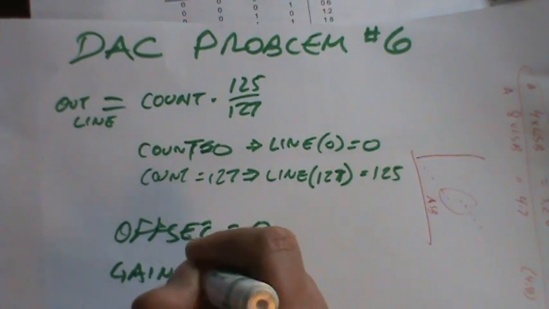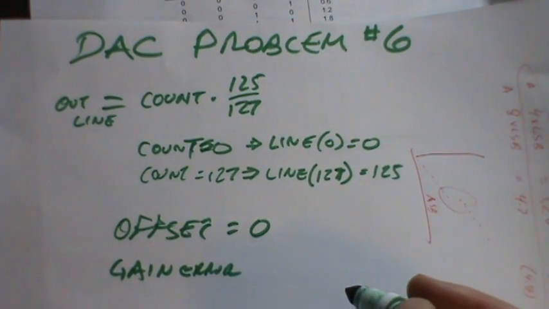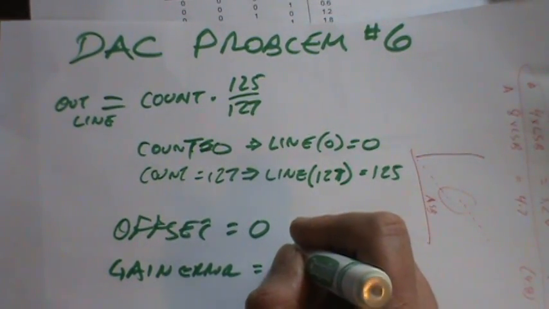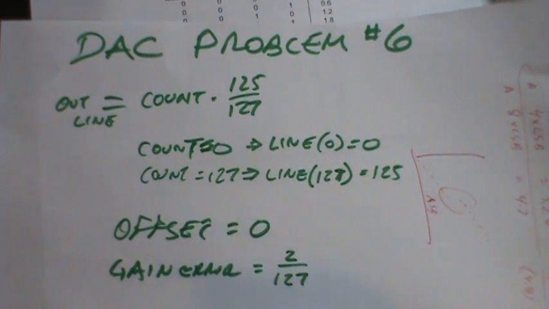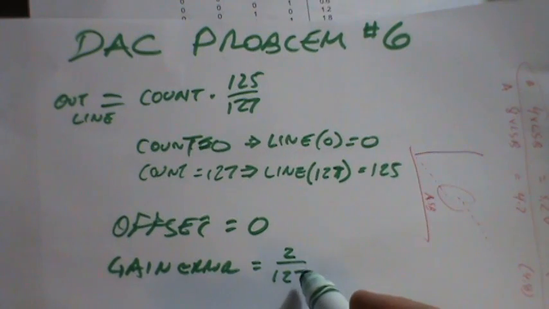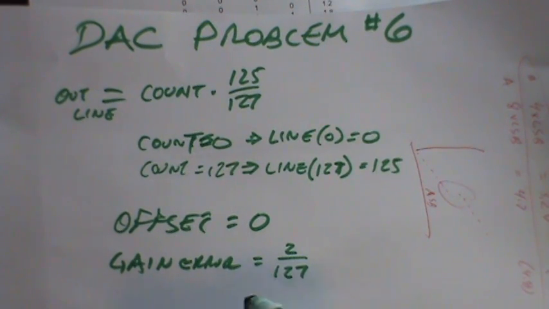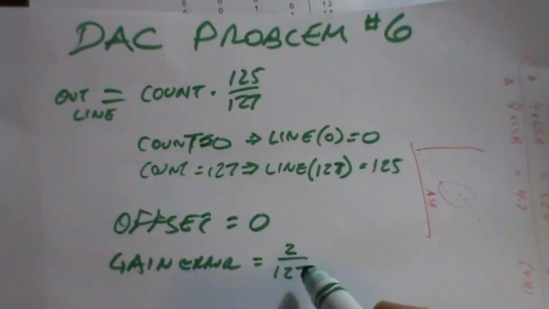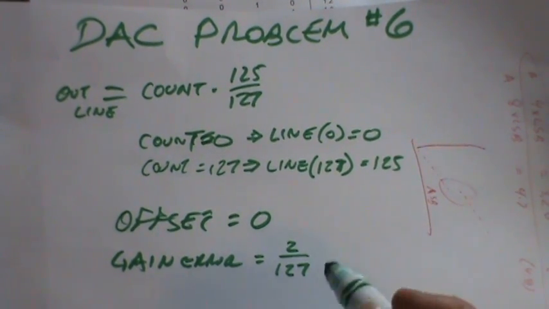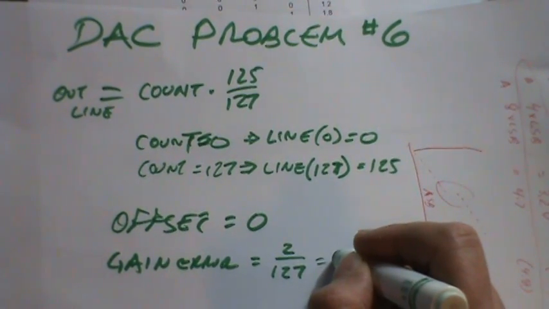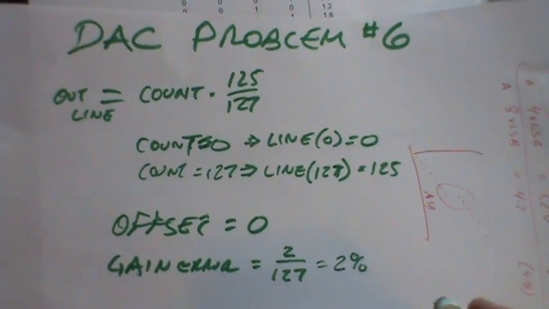The gain error: gain should have been 127 over 127. It's instead 125 over 127. So the gain error is 2 over 127, right? Now some people may say it's 2 out of 128, depending on whether you're counting how many levels, not including 0, or including 0. But to be honest, with a DAC of any size at all, the difference between 127 or 128 in the denominator is going to be about the same. So it's a little less than 2%, but it's on the order of 2%.